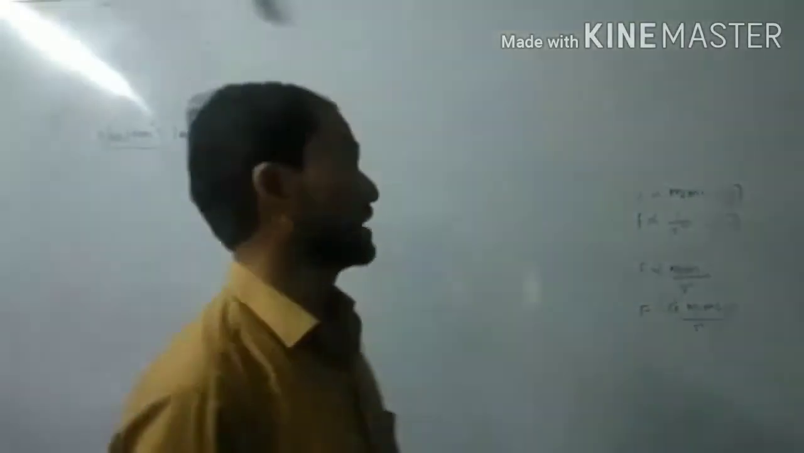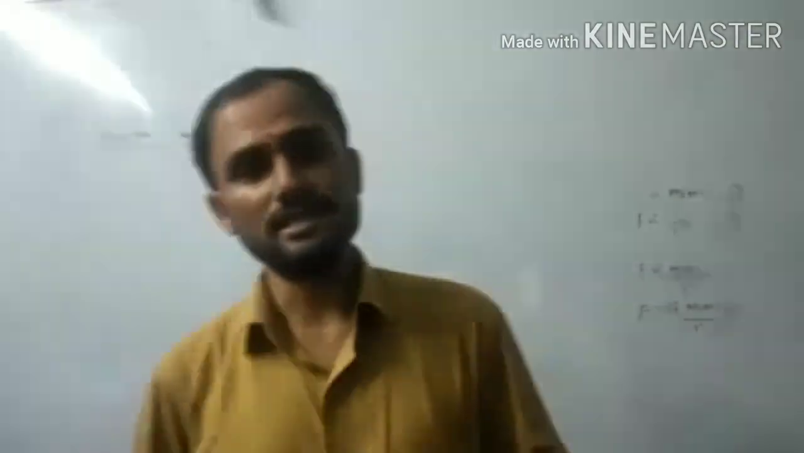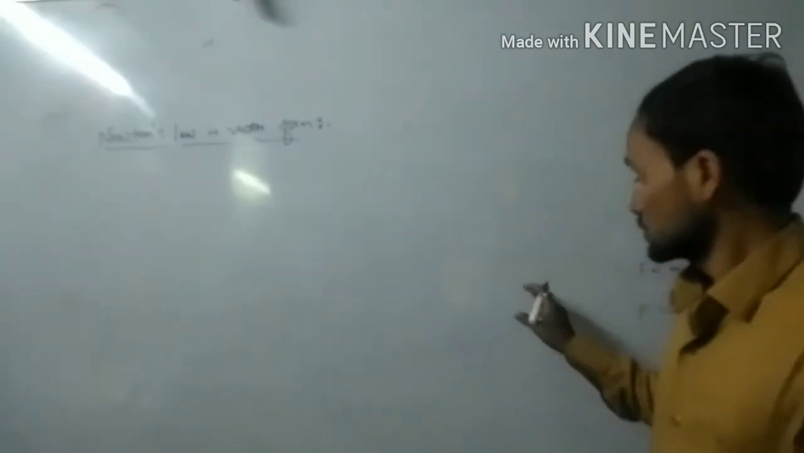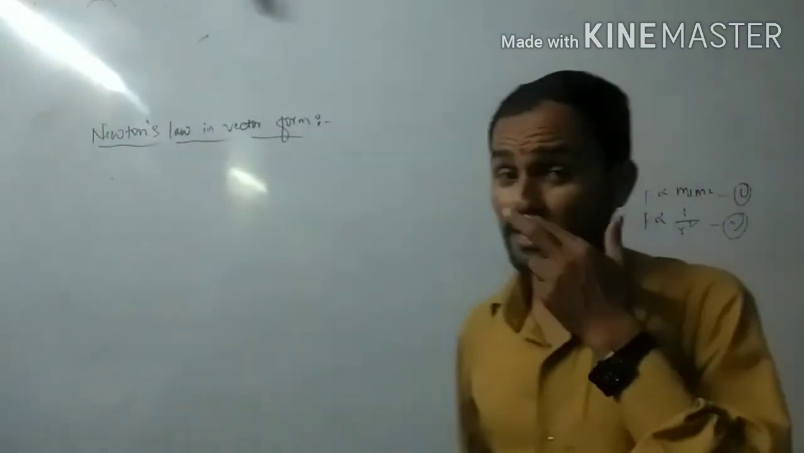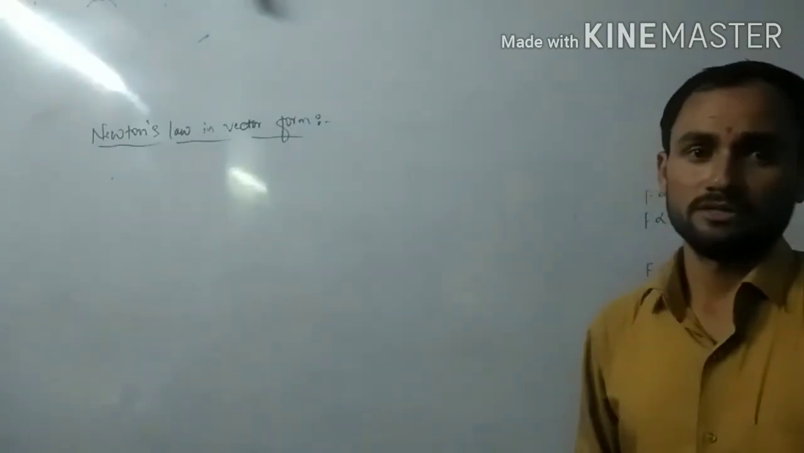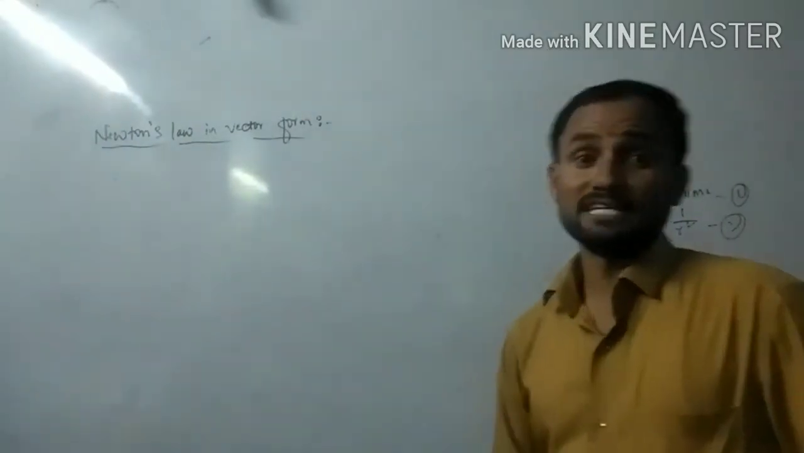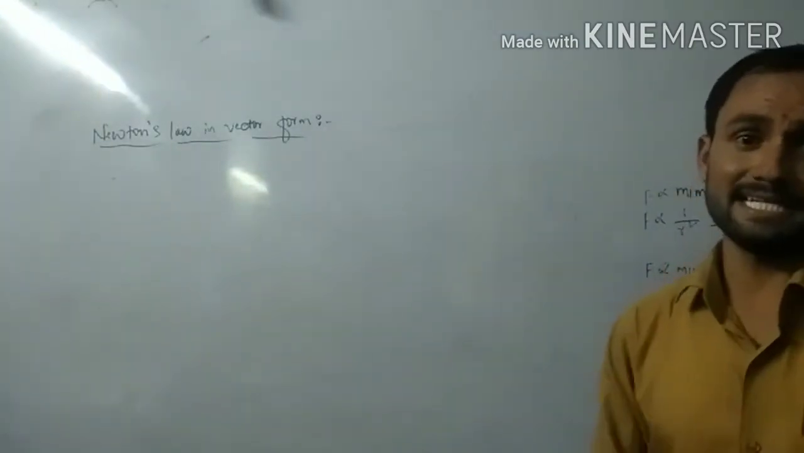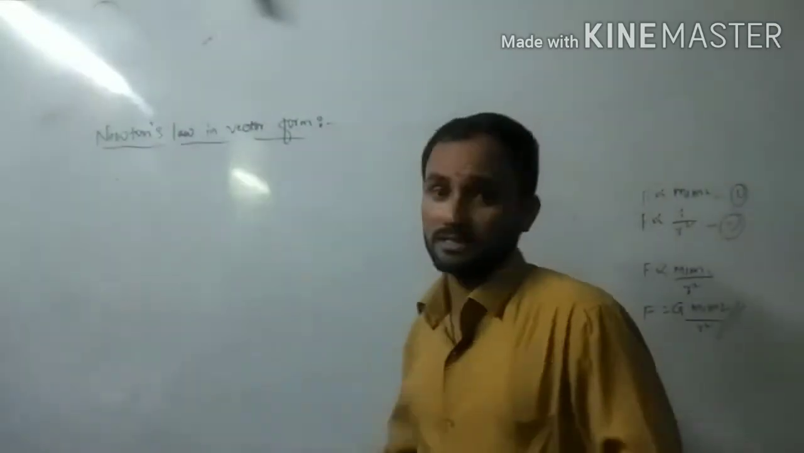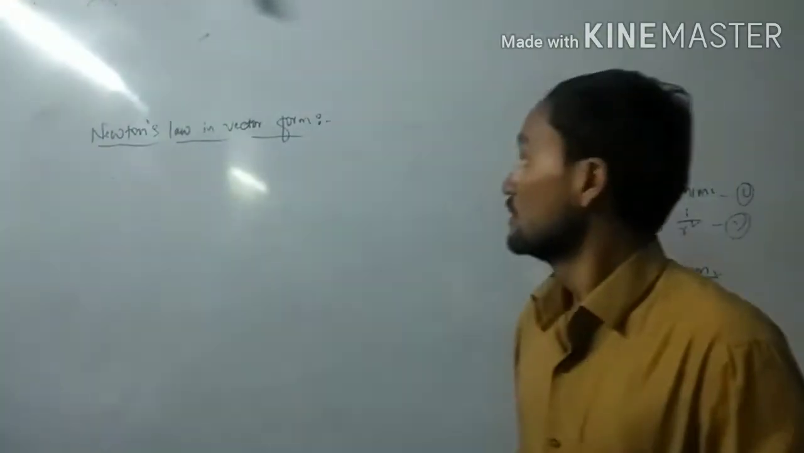We have also studied the characteristics of the gravitational force. Gravitational force is attractive in nature. It is a long range force. It is a central force. It forms an action and reaction pair, which I have given as the fifth characteristic. In today's class we are going to study Newton's law in vector form.